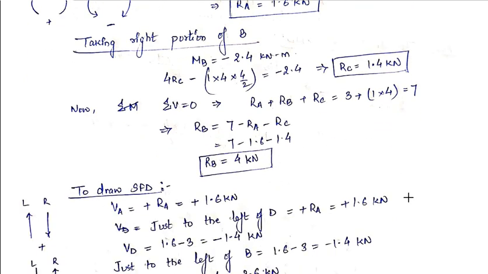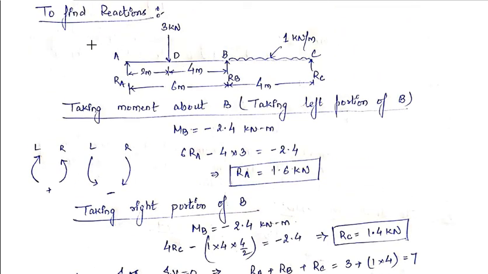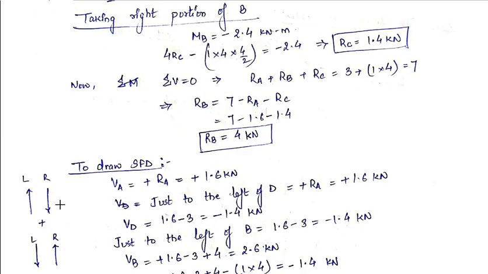See, now we have to draw the shear force diagram. So we will start from the left end. If you see at point A, RA is acting in the upward direction. We are going to take the sign convention for the shear force. RA was acting in the upward direction, so if the left force is upward, the shear force is positive. So this will be plus RA, and the value of RA is 1.6 kilonewton.